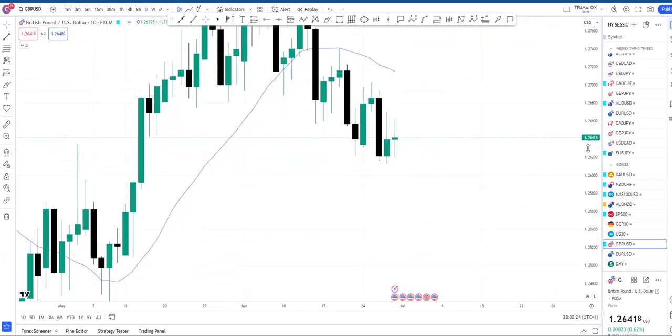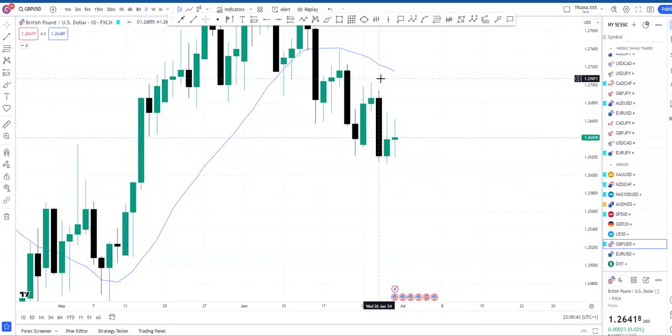If you're trading GBPUSD this week, I'm just looking at 3 to 4%, depending on your risk appetite. I'm looking at 2 to 3% that you can make this week with week 27 on GBPUSD. So let's look at that.